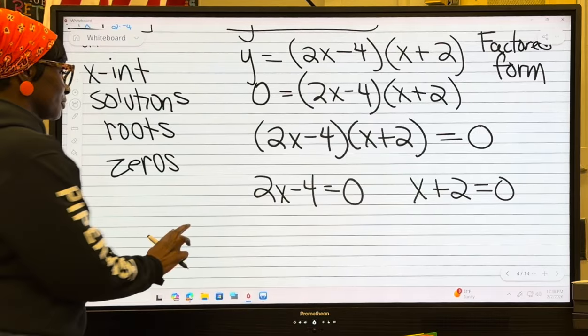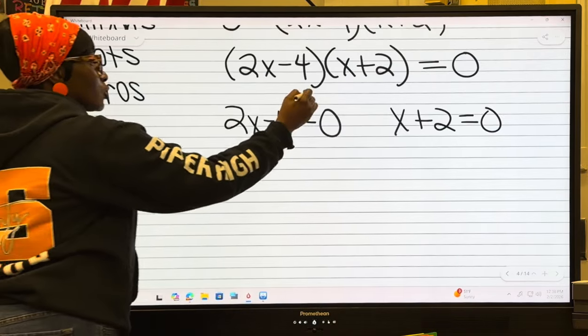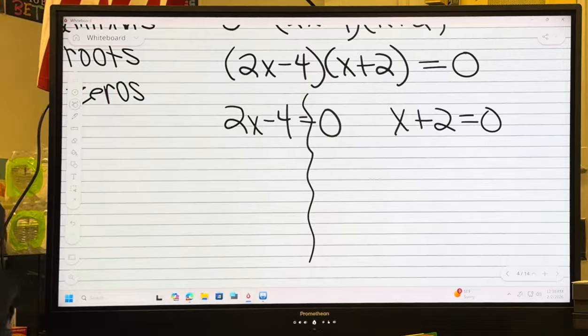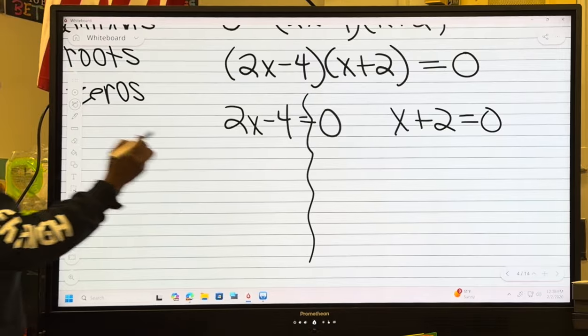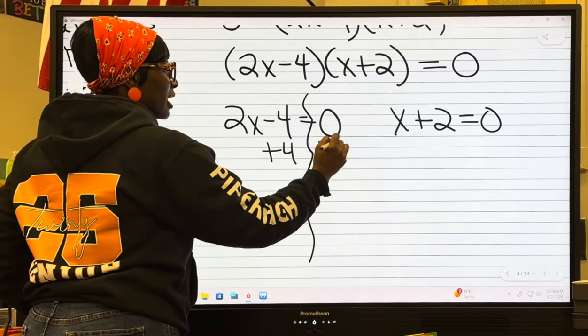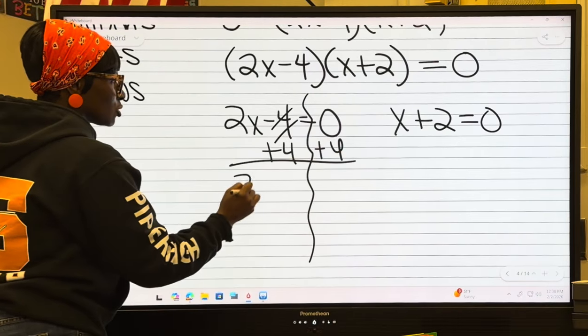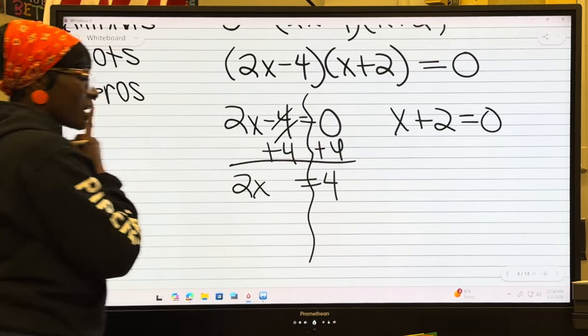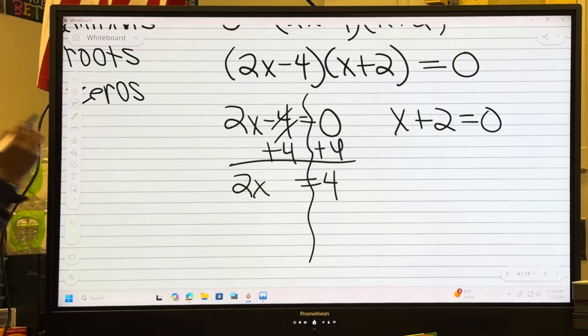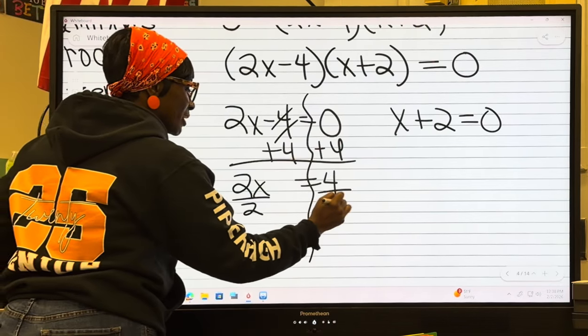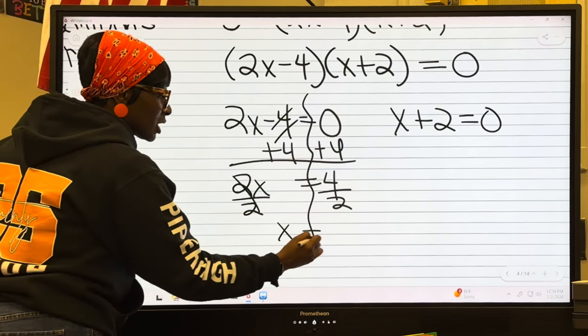So let's solve it. Draw my squiggly. What's the first thing I do if I'm solving for x? Add 4 on both sides. So I'm going to add 4, add 4. These cancel out. I get 2x equals 4. And then what's my last step? Divide everything by 2, by 2, by 2. These cancel out. x equals 2.